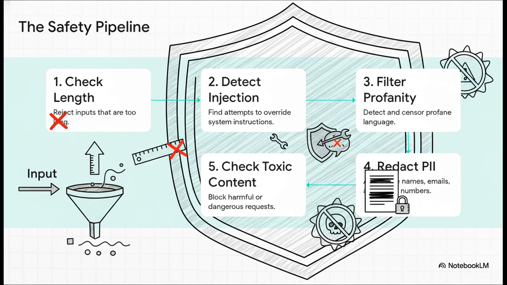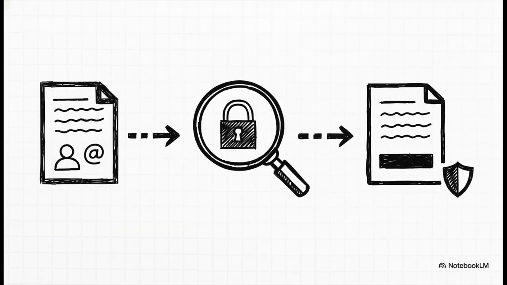So a robust defense isn't just one single check. It's a whole pipeline. Every single piece of input has to go through a sequence of filters. First, we check its length. Then we scan for those injection attempts, we filter out profanity, redact personal information, and finally check for toxic content. It's a multi-layered shield. Let's just zoom in on one of those steps. PII redaction. PII stands for Personally Identifiable Information. Using a tool like Presidio, the safety pipeline can automatically find and scrub out sensitive data like names and email addresses. Honestly, this is a totally non-negotiable step for protecting user privacy.